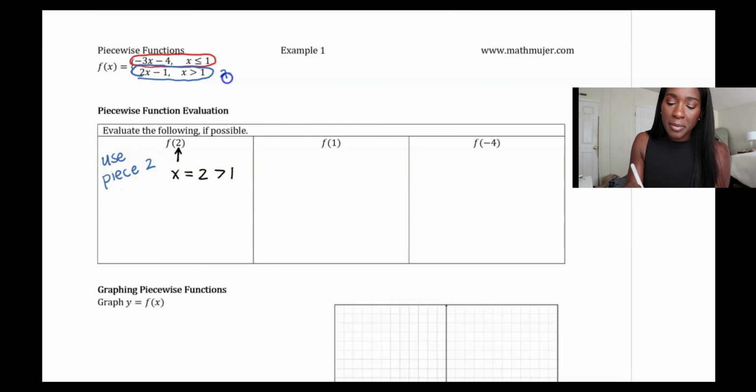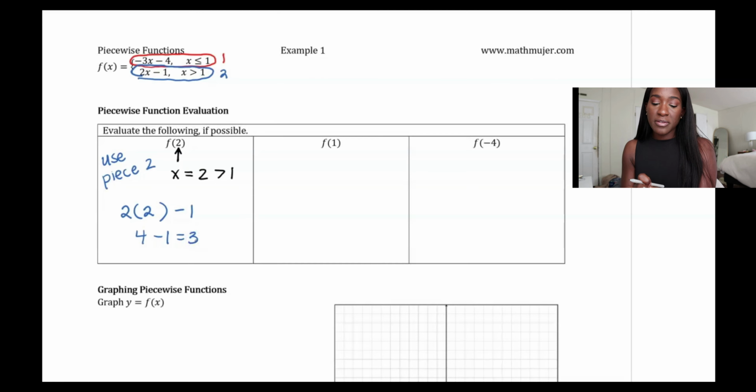So I'm numbering my pieces. I'll call that piece 2, and I'll call the first piece piece 1. So this x value of 2 is getting plugged into the 2x minus 1. So instead of 2x minus 1, I'm replacing the x with the 2 that we're plugging in to give us 4 minus 1, which is 3. So the function value of this function when x is 2 is 3.